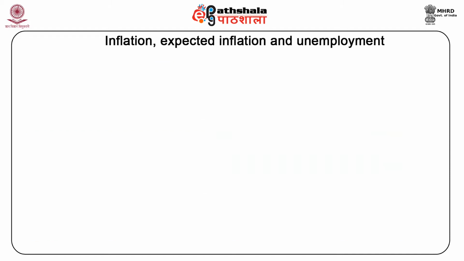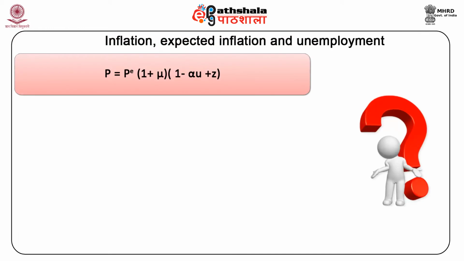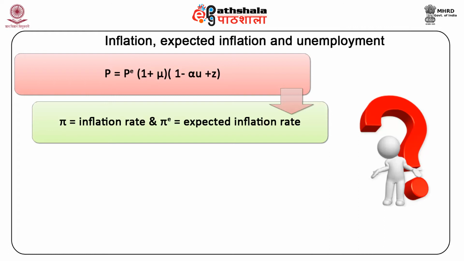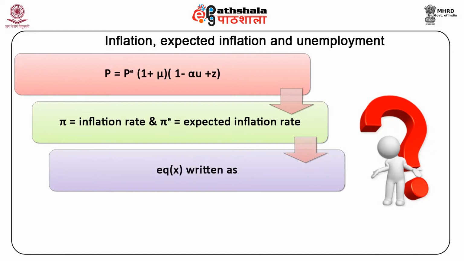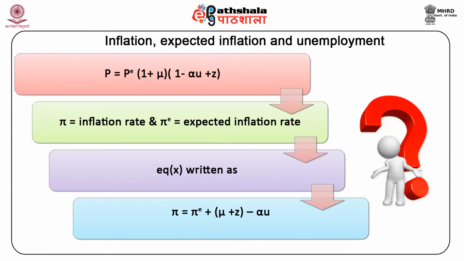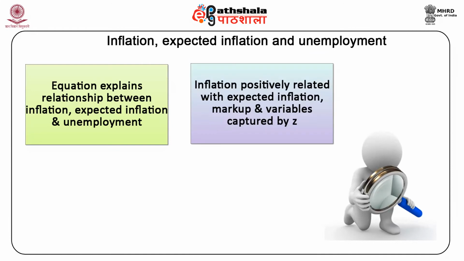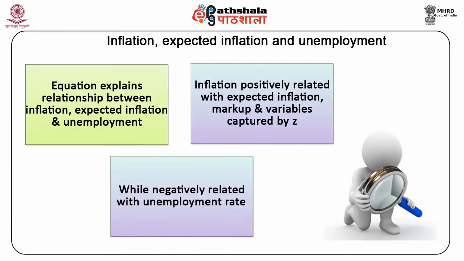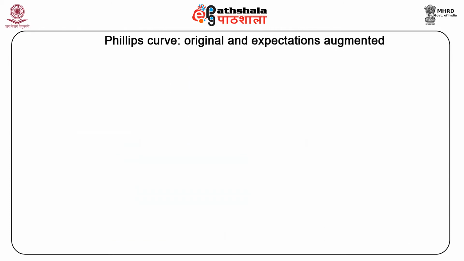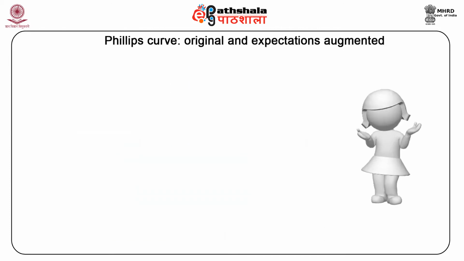Using previous equations, P is equal to P^e times (1 plus mu) times (1 minus alpha U plus Z). Let pi denote the inflation rate and pi^e denote the expected inflation rate. Then this equation can be written as inflation is equal to expected inflation plus (mu plus Z) minus alpha U. This equation explains the relationship between inflation, expected inflation, and unemployment. This implies inflation is positively related with expected inflation, markup, and variables captured by Z, while it is negatively related with unemployment rate.